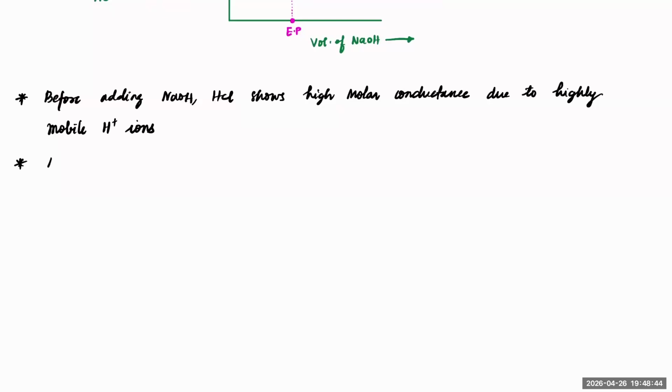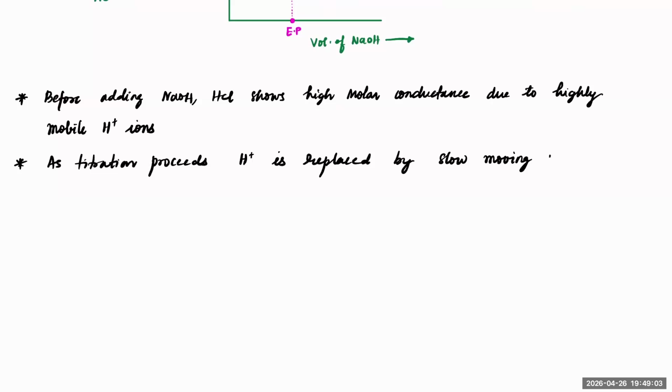Then, as titration proceeds, H plus is replaced by slow moving Na plus ions. Hence, molar conductance of the solution decreases. That's what we noticed. Clear?